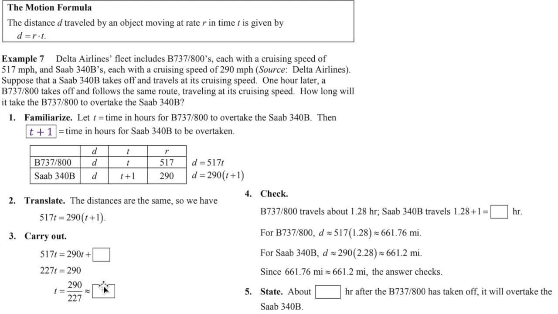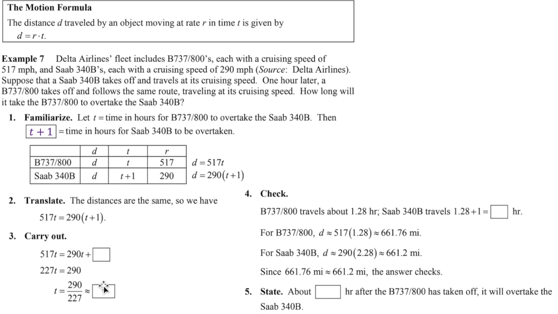Distance motion formula. The distance traveled by an object moving at a rate in time is given by distance equals rate times time. Delta Airlines' fleet includes 737s, each with a cruising speed of 517 miles per hour, and a 340 with a cruising speed of 290 miles per hour. Suppose that a 340 takes off and travels at its cruising speed. An hour later, a 737 takes off and follows the same route, traveling at its cruising speed. How long will it take the 737 to overtake the 340?